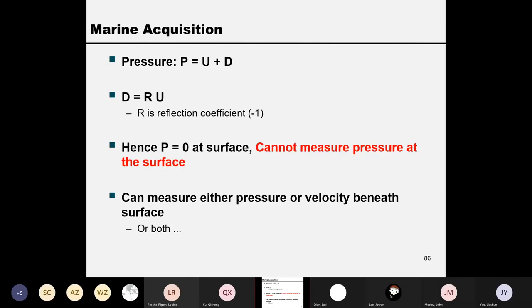Now, we're talking about marine acquisition now.